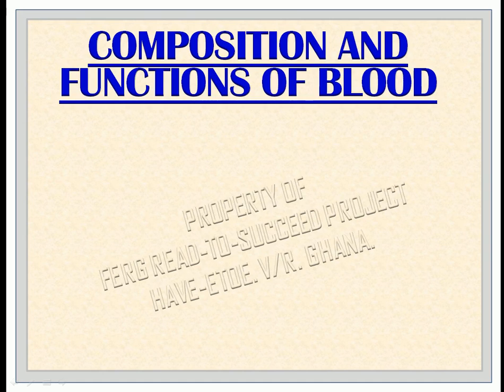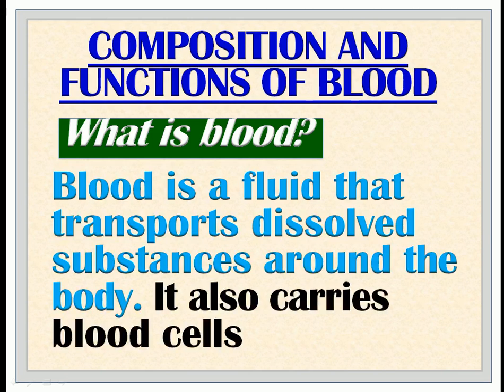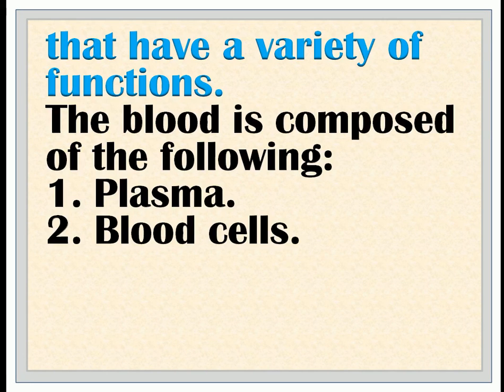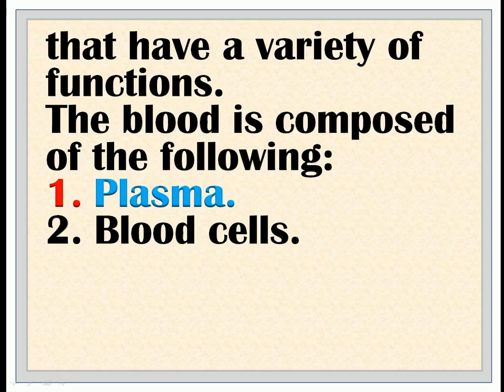Composition and functions of blood. What is blood? Blood is a fluid that transports dissolved substances around the body. It also carries blood cells that have a variety of functions. The blood is composed of the following. 1. Plasma. 2. Blood cells.